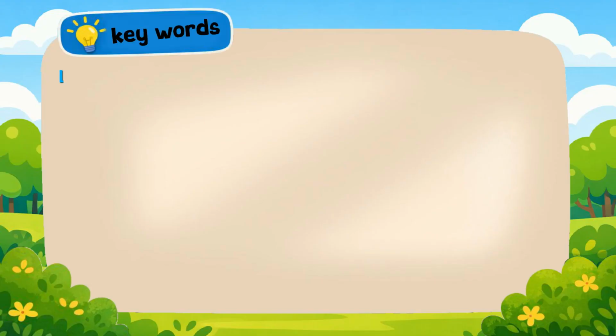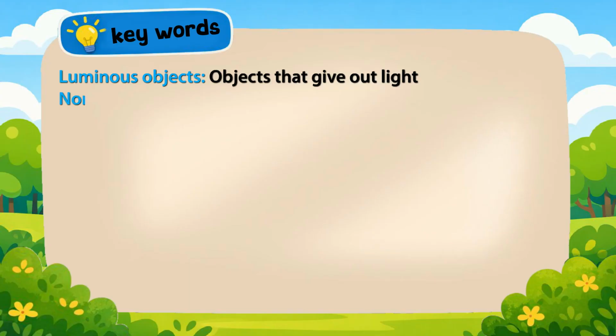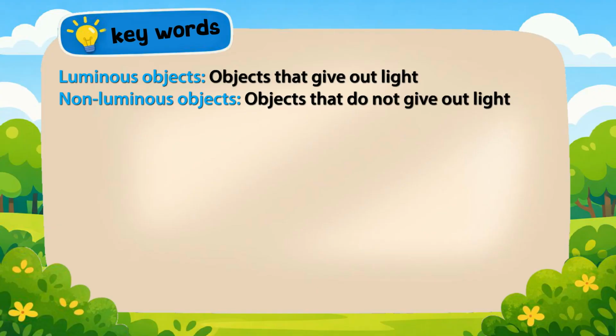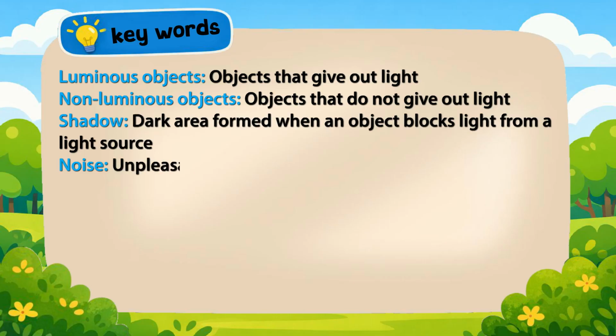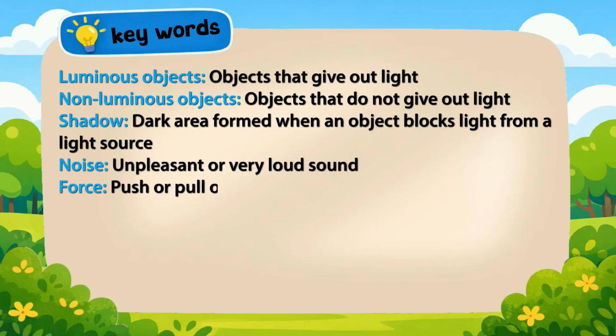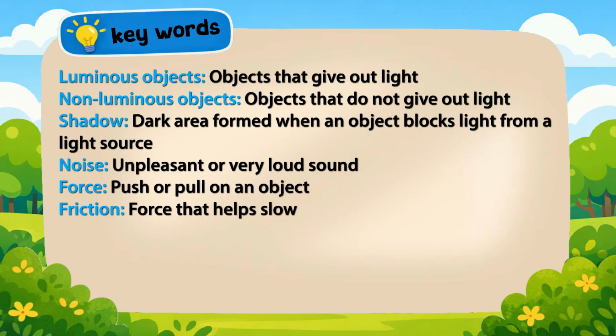Key words: luminous objects, objects that give out light. Non-luminous objects, objects that do not give out light. Shadow, dark area formed when an object blocks light from a light source. Noise, unpleasant or very loud sound. Force, push or pull on an object. Friction, force that helps slow down or stop things that are moving.